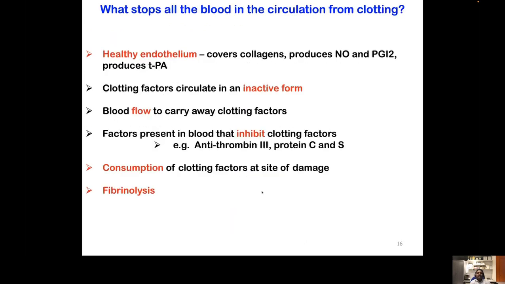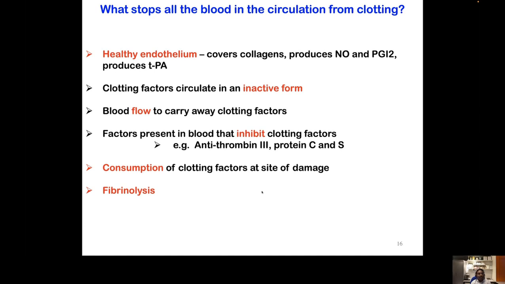Okay, what stops all the blood in the circulation from clotting? We talked about this before. There are two molecules controlling the platelet activation, and four main molecules controlling the coagulation cascade through negative feedback regulation. So what are the other factors controlling our blood from clotting within the blood vessels when we are healthy? When we have diseases, it's a completely different thing. That's pathological conditions. But when we are healthy, what are the molecules controlling?